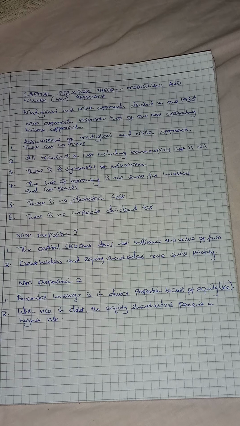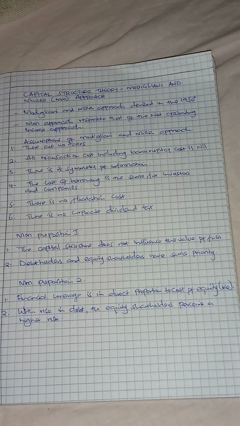Then the other assumption is that there is a symmetry of information. By symmetry of information, it means that an investor will have access to the same information that a corporation would, and investors will thus behave rationally, meaning that information is accessible by all investors. Generally, it can be accessed by any person. So it means that the corporation as well as the investors will behave rationally. The other assumption is that the cost of borrowing is the same for investors and companies.